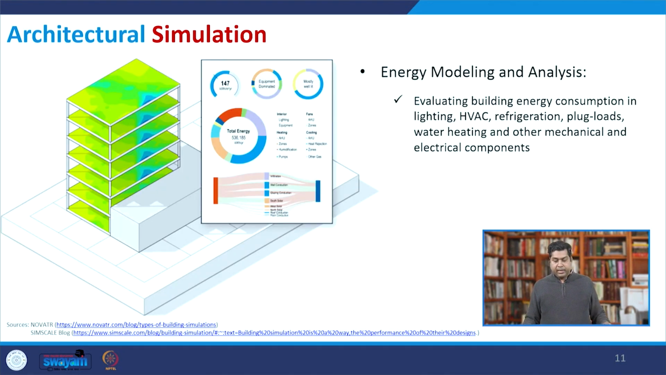Now energy modeling and analysis is something where you again talk about the orientation of the building, and also the operational energy of the building. So it evaluates building energy consumption in lighting, HVAC, refrigeration, plug loads, water heating, and other mechanical and electrical components. If you talk about the overall energy consumption, any building will have two parts. One is the embodied energy, which relates to the material and the cost of making it.